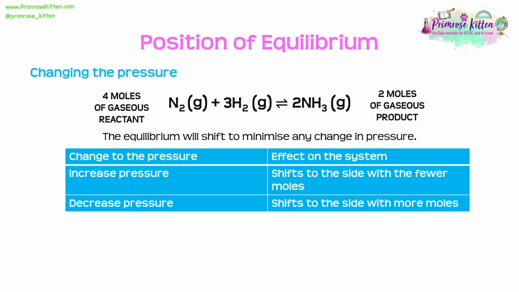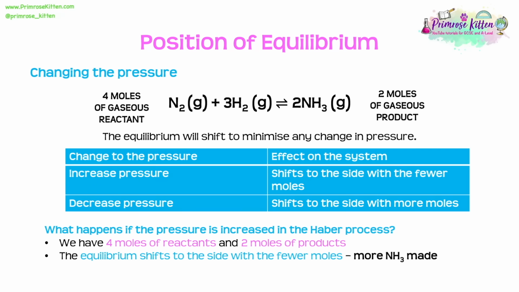Now the reason for this, the example I like to think of, is imagine you're in a room with some people and the walls have started to close in. What you would want to do is to move into a room with less people, because it's going to then feel, relatively speaking, more spacious. And that's exactly what this does here. So if we increase the pressure, the equilibrium will shift to the side with fewer moles. And if we decrease the pressure, then the equilibrium will shift to the side with the more moles.